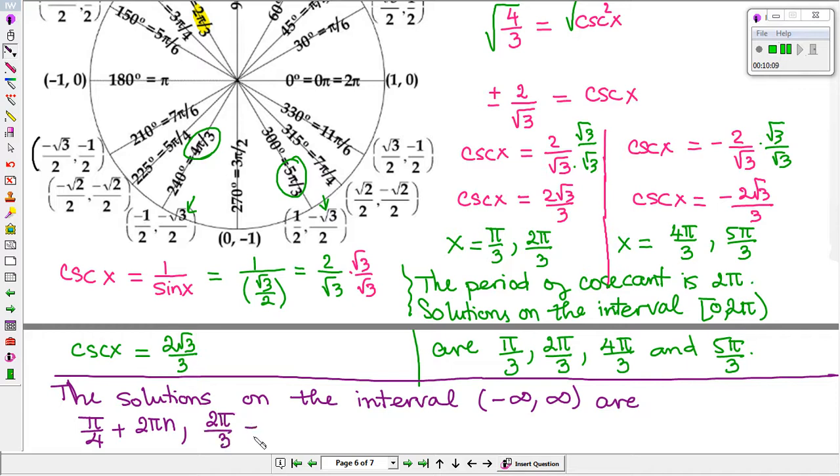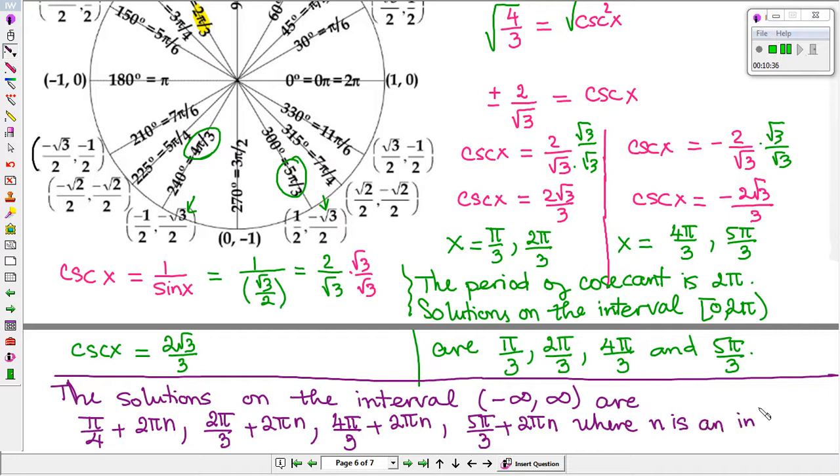So pi over 3 plus 2 pi n, 2 pi over 3 plus 2 pi n, 4 pi over 3 plus 2 pi n, 5 pi over 3 plus 2 pi n. Now let's make a note that n is an integer.